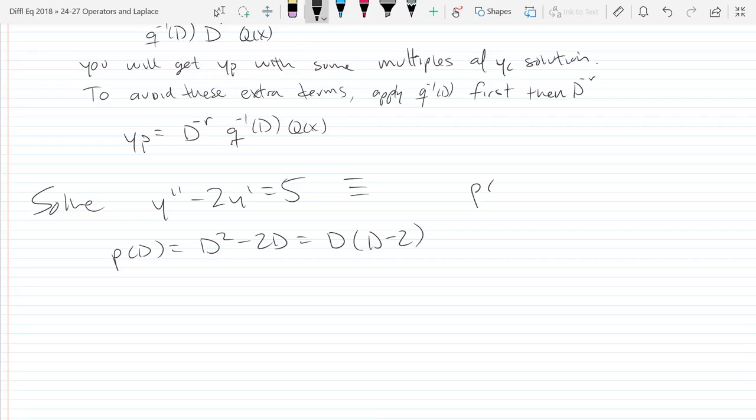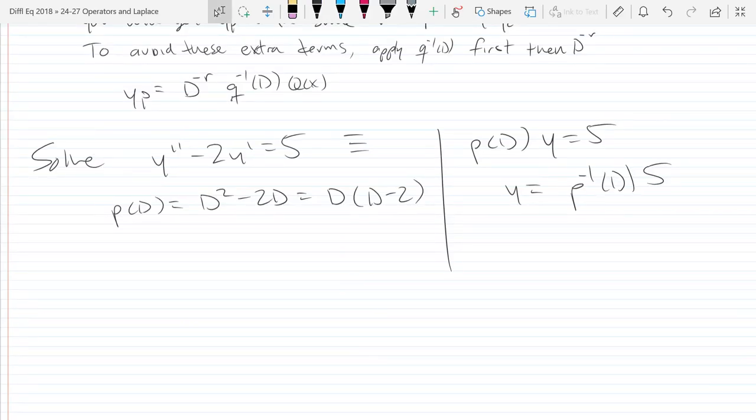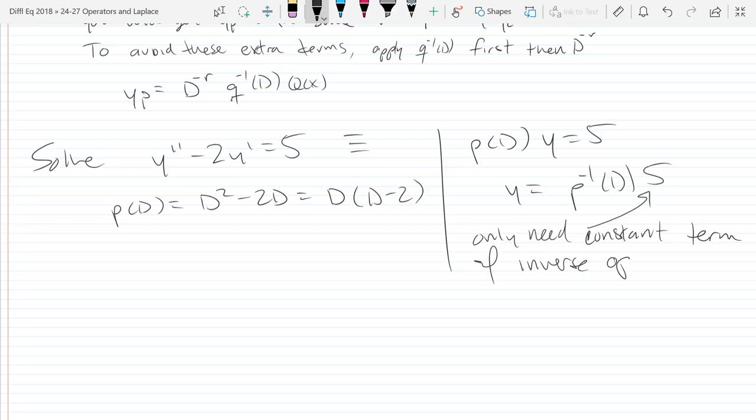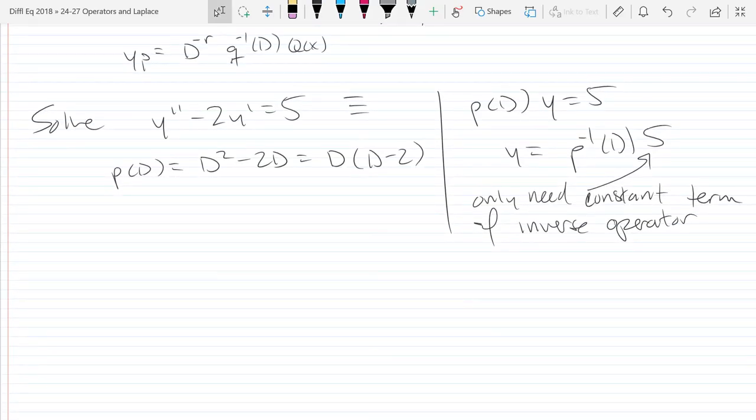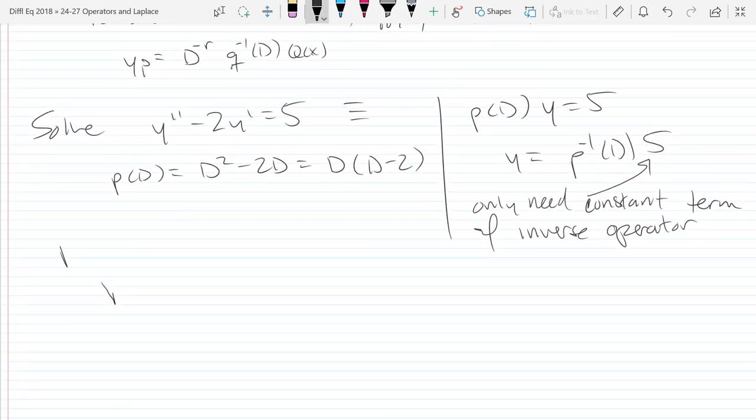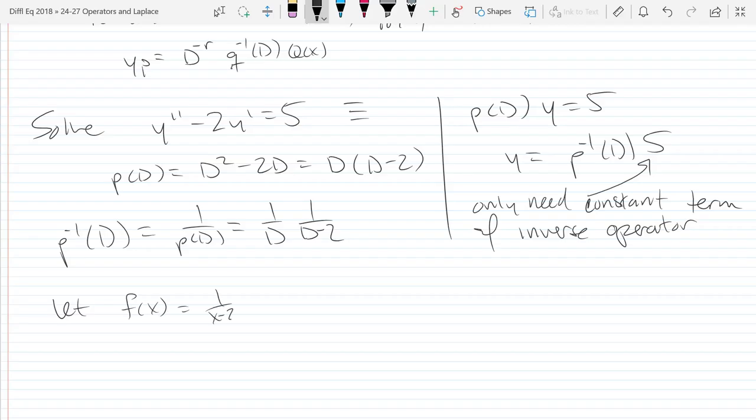So I could rewrite this with P of D y equals 5, and then y equals P inverse D of 5. And we already decided we only need the constant term of the inverse operator. And that was because we're taking the derivative of 5. So P inverse D is 1 over P of D. So that'll be 1 over D times 1 over D minus 2. So f of x is 1 over x minus 2.